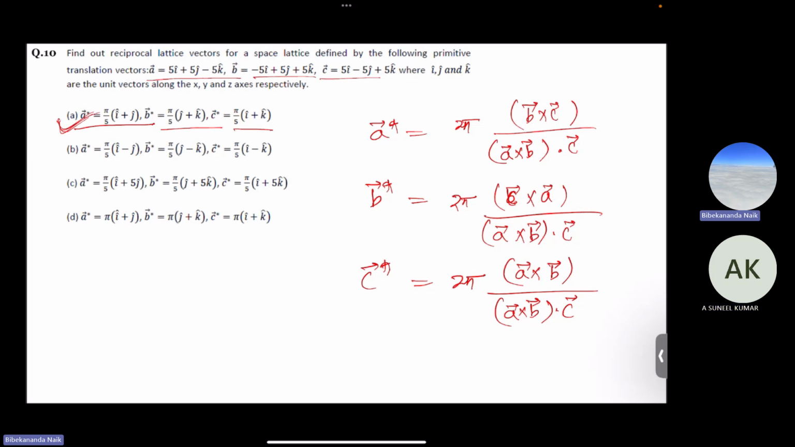Here, the vectors that are given are of the form of body centered cubic: i cap plus j cap minus k cap, minus i cap plus j cap plus k cap, and i cap minus j cap plus k cap. It is in the form of a BCC lattice. Since we know that the reciprocal of BCC is FCC, and FCC has the form i cap plus j cap, j cap plus k cap, and i cap plus k cap, all other options have different coefficients.